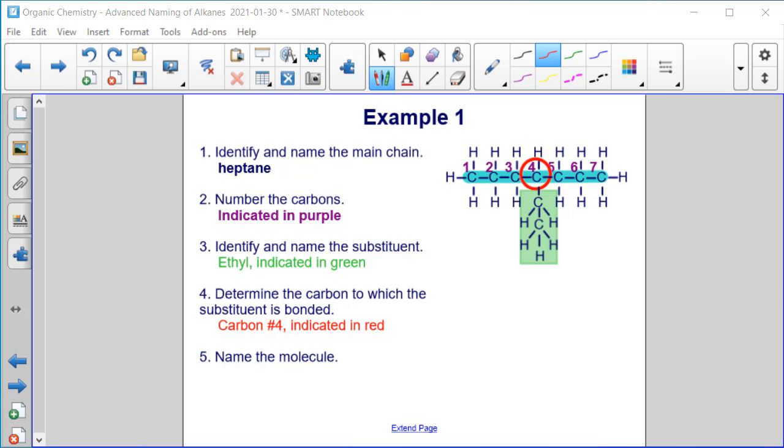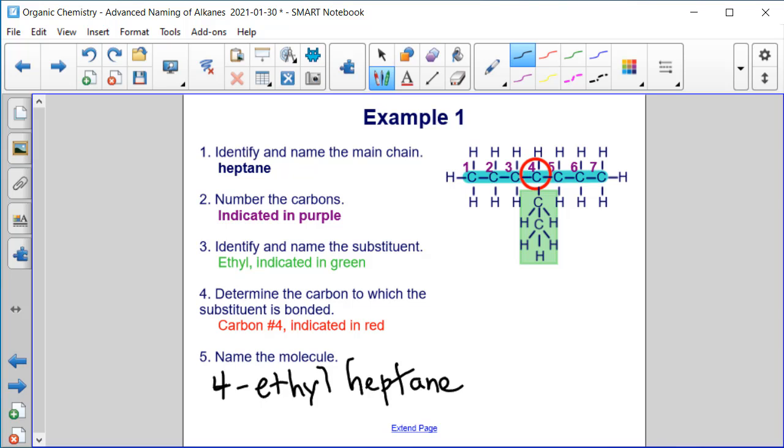All right, so we've answered number 4. We're talking about the carbon 4. Now we have to name the molecule. So first we put the number that we have our substituted group, so 4, then the name of that group, ethyl, and then our parent molecule, heptane. So we call this molecule 4-ethyl heptane.